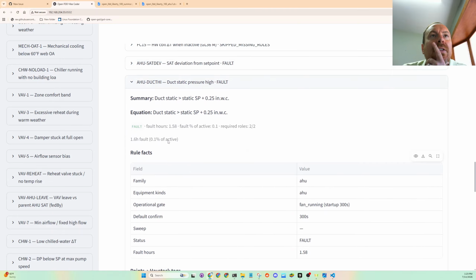So this is the other air handling unit, but I think the graphic is the same. So this duct static pressure is reading really high levels. Like this fan is running in a manual fashion when it should be off. Okay, something's wrong with this fault rule. It's not working right.